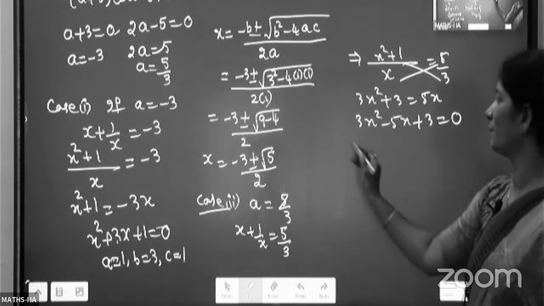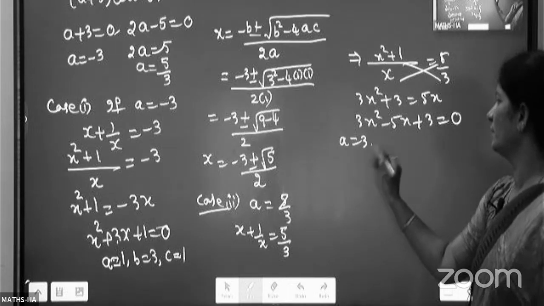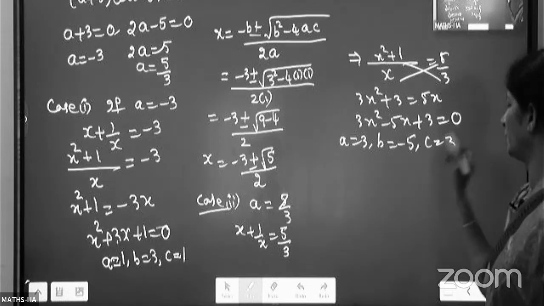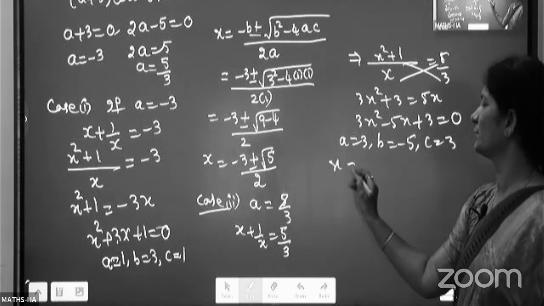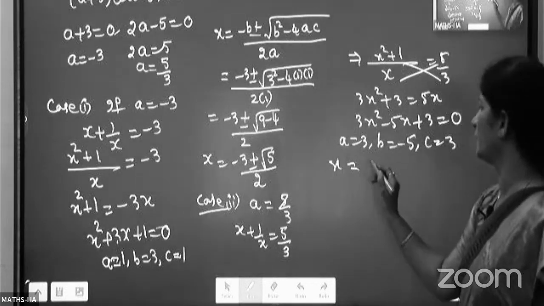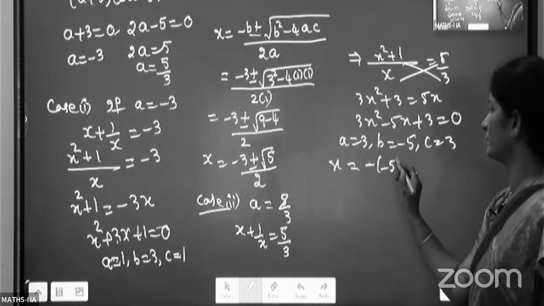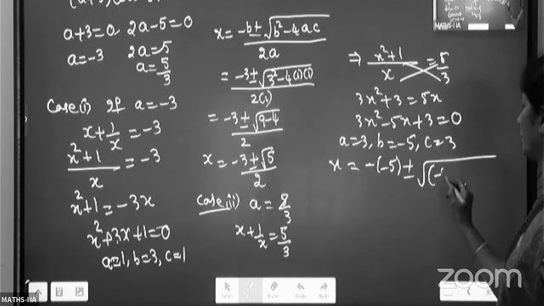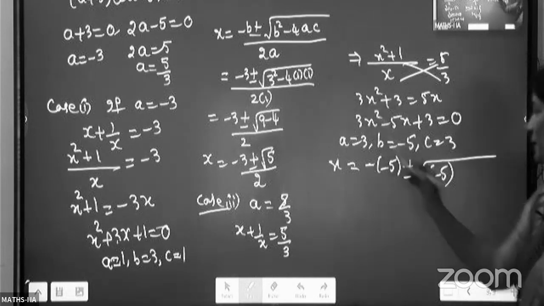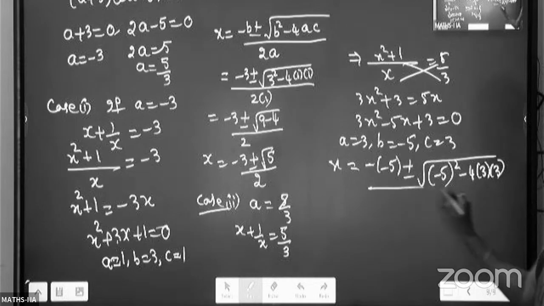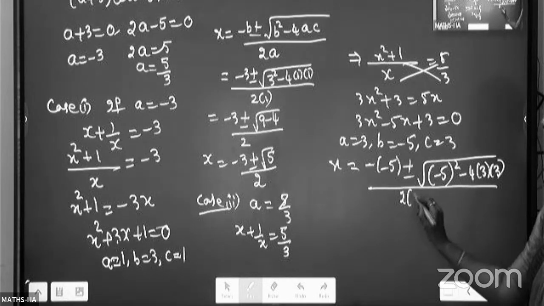Same formula you have to apply. Here a is equal to 3, b is equal to minus 5, and c is equal to 3. So what is the formula? X is equal to, you need not write again, already the formula is there. Just substitute the values. Minus b, minus of minus 5, plus or minus under root of, carefully when you are substituting the values, don't forget to put the minus and plus properly. Minus 4ac, 4 into 3 into 3, by 2a, 2 into 3.